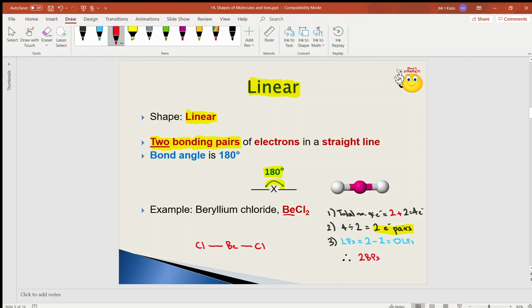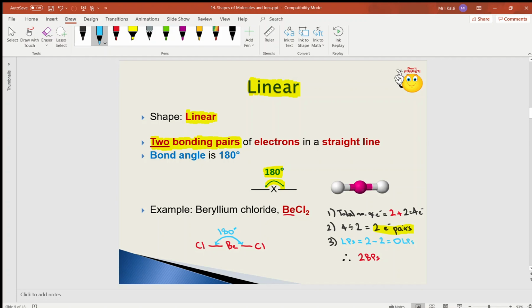That's a linear shape, so I would make a note that the shape of the molecule is linear, and I would mark the bond angle, the angle between the 2 bonds, and the angle between the 2 bonds here is 180 degrees. And that will get me my marks in the exam. I'm going to move on to the next shape.